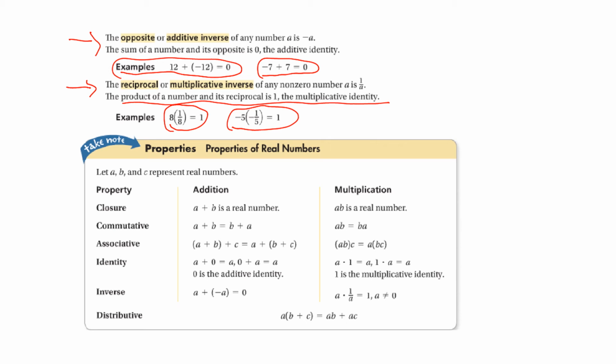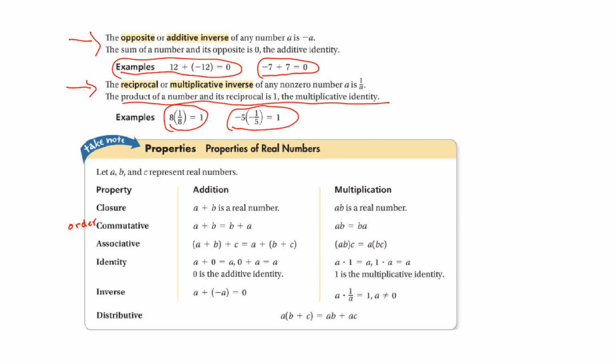In our box here, we have our properties of the real numbers. The properties of the real numbers work for addition and multiplication. Closure just says that under addition and multiplication, if you add two real numbers, you get a real number. If you multiply two numbers, you get a real number. The commutative property deals with order. The order of the numbers doesn't matter. Adding two numbers together will be the same whichever order you do it, as will multiplying.